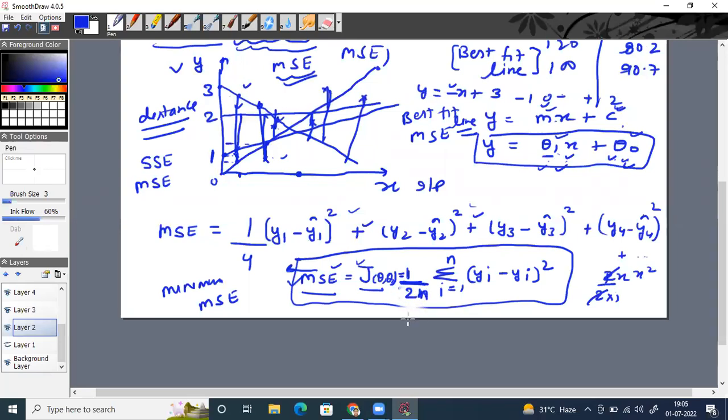So what is my objective in linear regression? Remember, to find out the value of weights, theta 1 and theta naught, which minimizes my MSE, or which gives me minimum MSE, or we can say which gives me the best fit line. Clear, everyone?